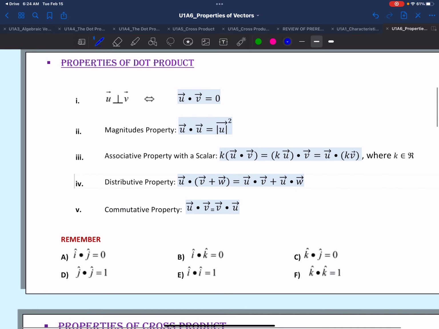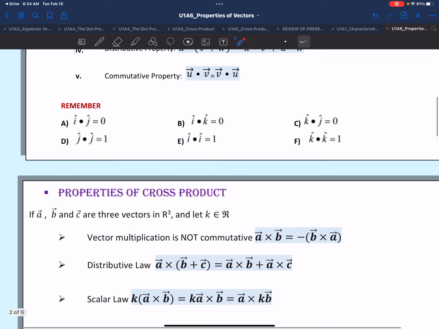Next, we talked about how to multiply two vectors, and we said that there are two ways of multiplying two vectors: by using what we call the dot product, also known as the scalar product, and that's because we get a number when we multiply vectors by using dot product, and the cross product.